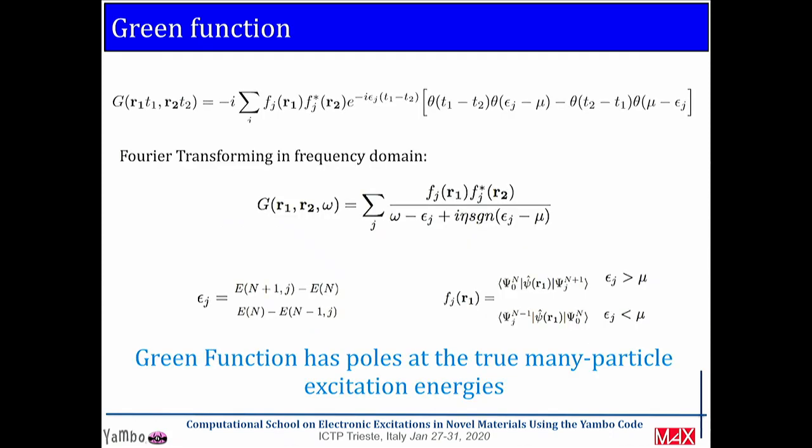This was already shown by Andrea. This is the definition of the Green function: the creation of an electron at a time and position T1, propagation in the system for a time T2 minus T1 with an interacting Hamiltonian, and then annihilation. This is the Lehmann expression, and it can easily be shown that these E_j, the poles, are exactly the many-particle excitation energies we are looking for.